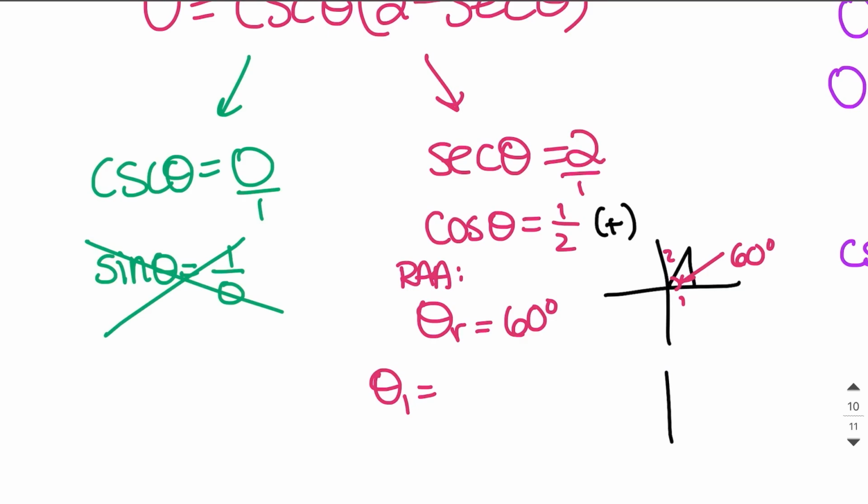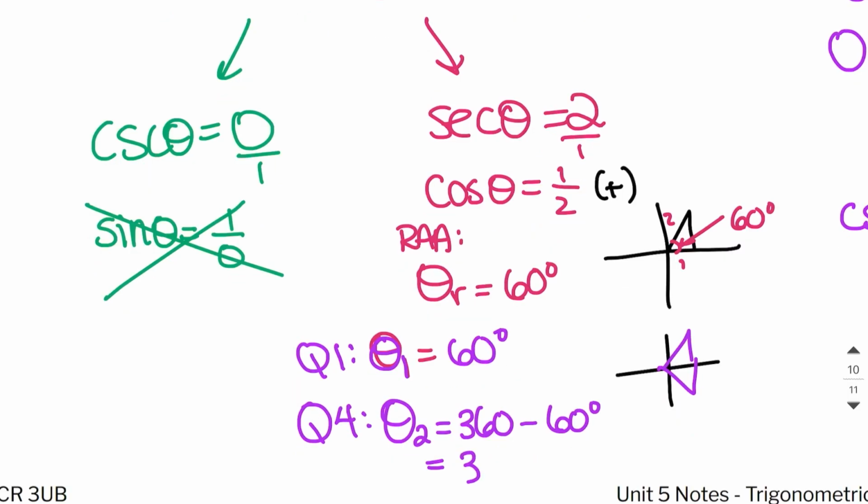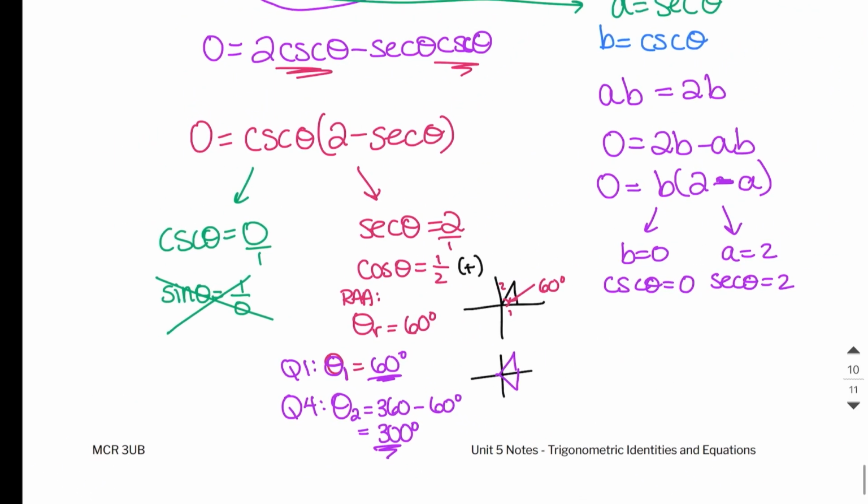Okay, so we know that our first answer for theta is in, cosine is positive right here. So our first answer for theta is going to be in quadrant 1, 60 degrees. But then our second answer for cosine of theta is going to be in quadrant 4 because cosine is positive in quadrant 4. So we're going to call this theta 2, and then to figure this out, I would do 360 minus our related acute angle, which is 60 degrees. So this is 300 degrees. So our two solutions that we've gotten so far are 60 degrees and 300 degrees.